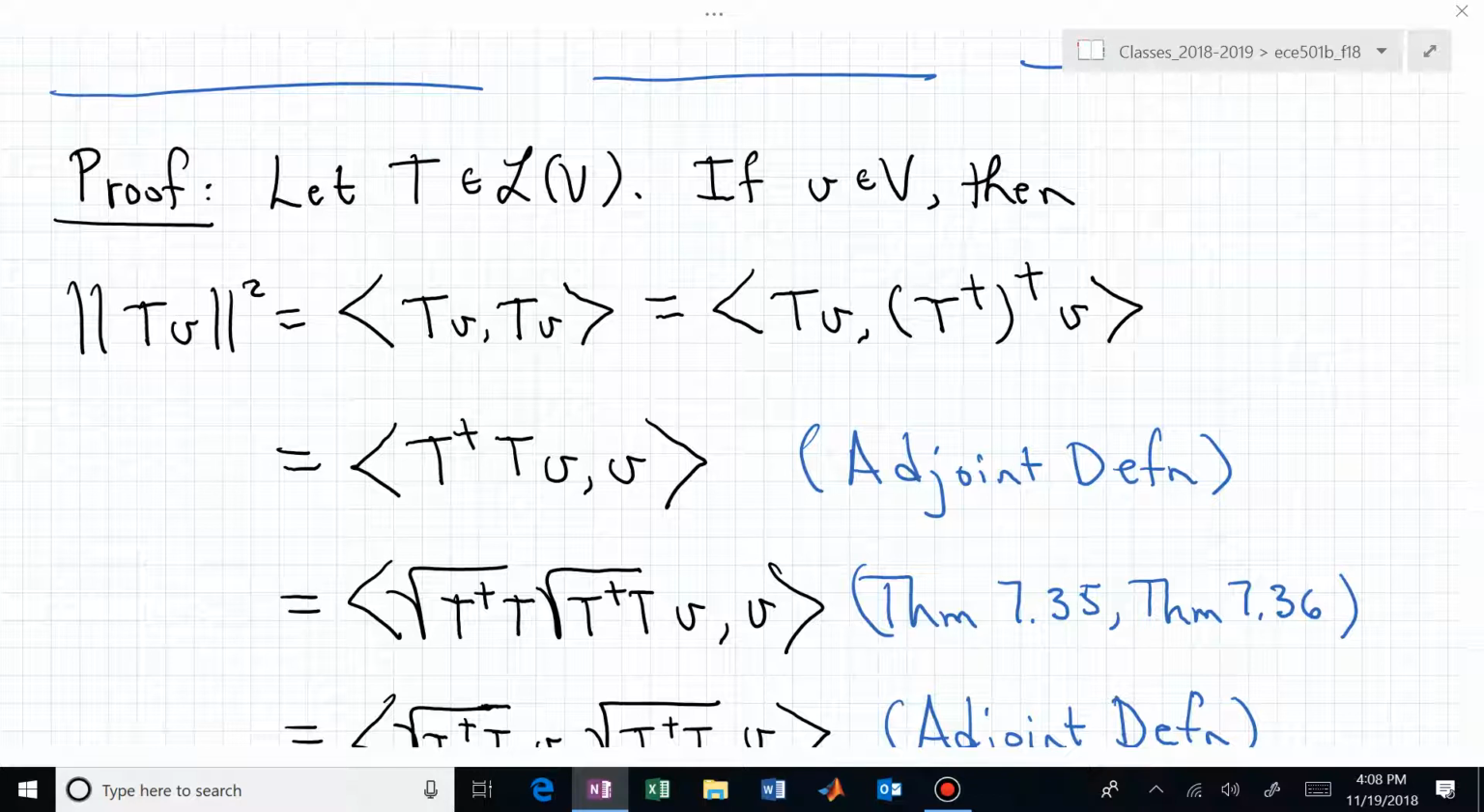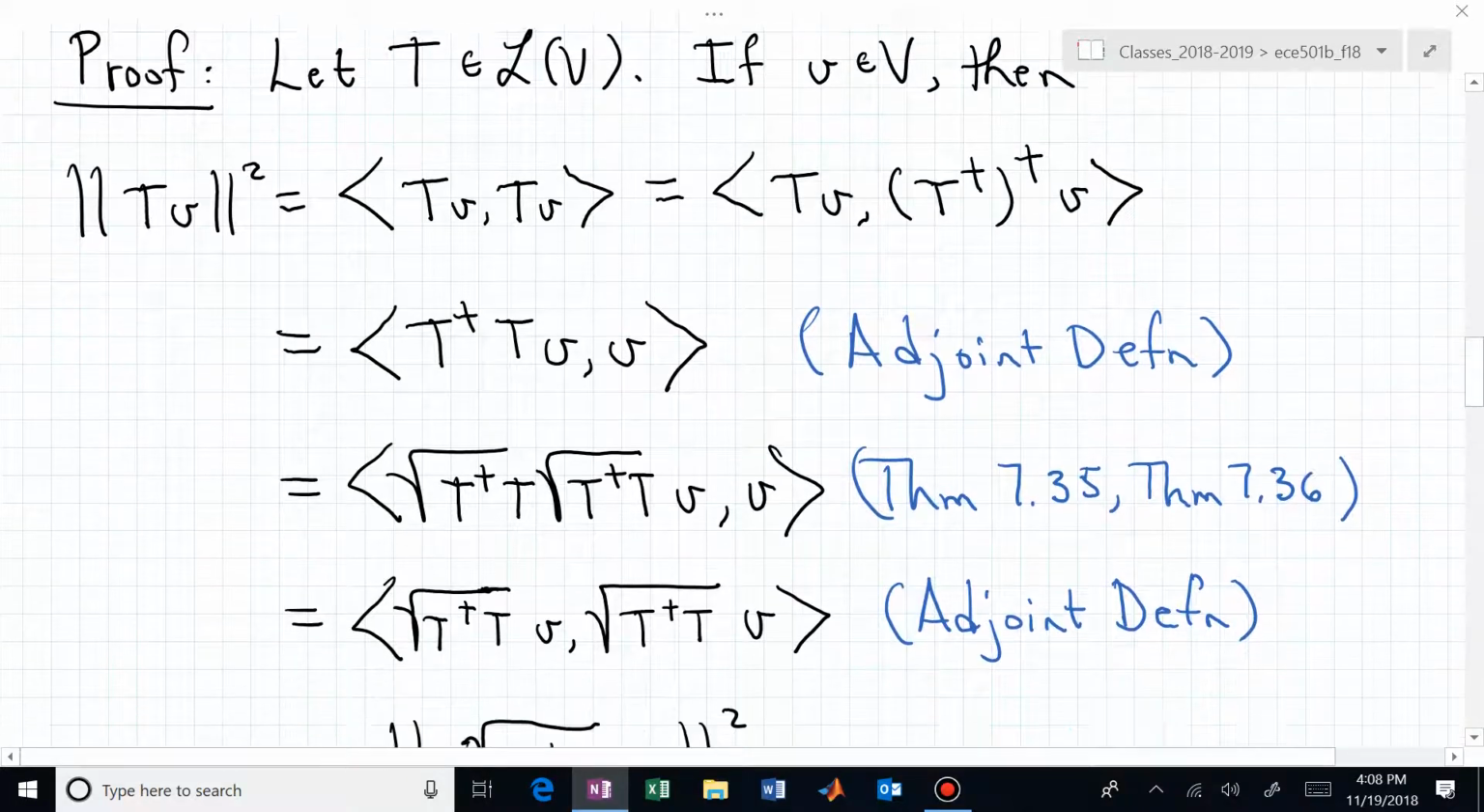Well, that allows us to push that operator in the second slot into the first slot using our definition of an adjoint. And that's what the second row allows us to do. This norm squared of TV, hopefully now you believe, is equal to the inner product of T dagger T V with V. And that is simply using the definition of the adjoint and the fact that T dagger dagger is T.